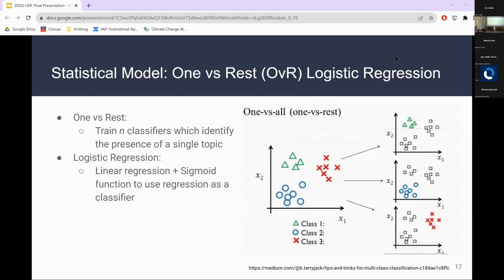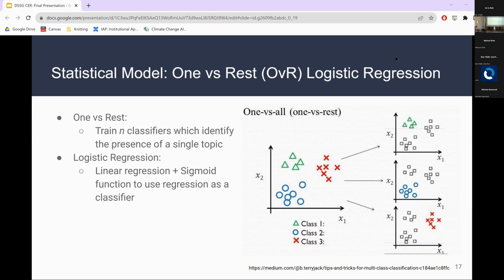We also looked at a one versus rest logistic regression model. There's kind of 2 parts to this. First, one versus rest. Since our problem is multi-label, one versus rest trains a classifier for each topic that you provide it, that will identify either the presence or absence of that topic. So in the example of OPR, we've trained 23 different classifiers, and each one will recognize whether or not a theme like reconciliation is present or not.